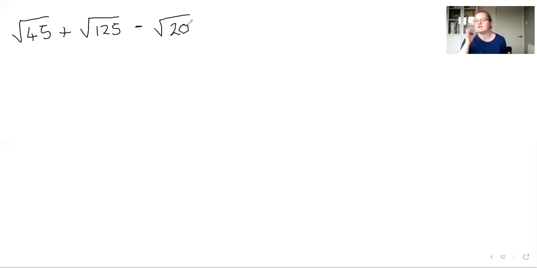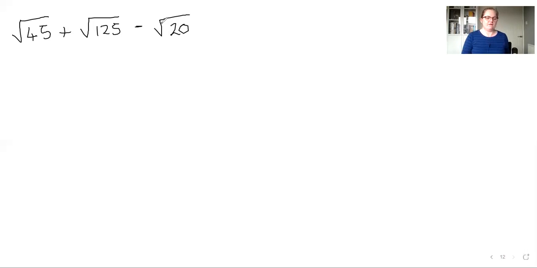This time we're going to simplify root 45 plus root 125 minus root 20. So this is slightly more complicated because we've got 2 different operations taking place here. I'm going to do exactly the same thing we've done every single time. We're going to simplify each root down on its own first.